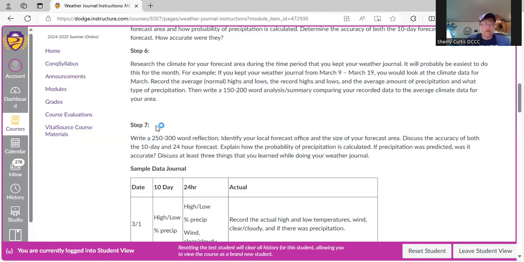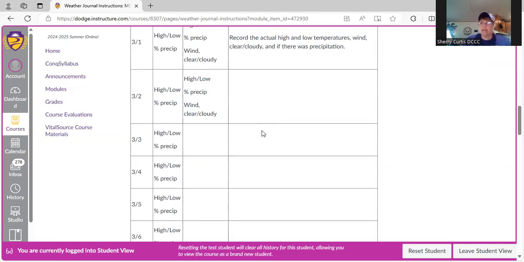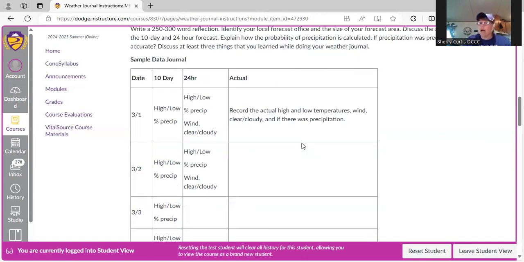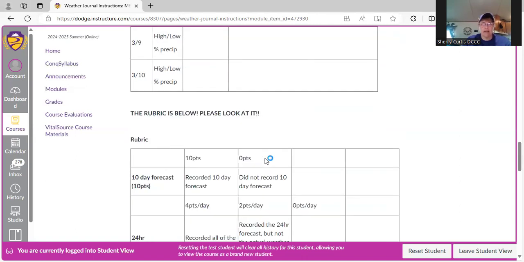And then in step 7, you need to write a 250 to 300 word reflection, identifying the forecast area, discussing the accuracy, and explaining how the POP is calculated. Down here at the bottom, I've given you a template. You're more than welcome to use this template. I did attach a Word file to this, so you can. You just need to change the dates. You do not have to use this template. You are free to set it up however you want, as long as all the information is there.